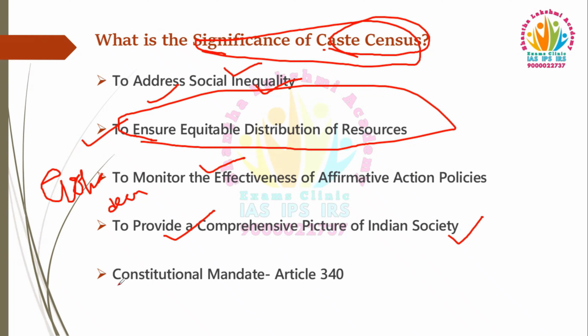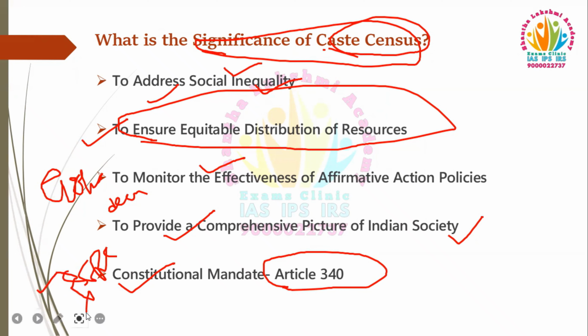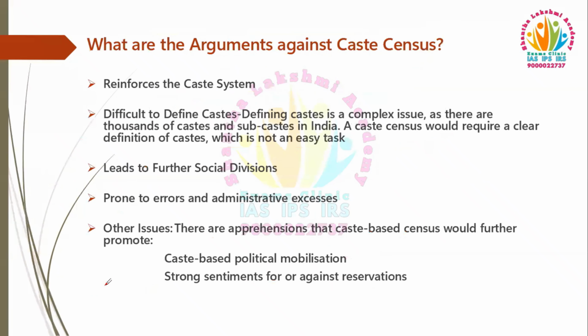It helps us in fulfilling the constitutional mandate under Article 340, which talks about the appointment of a commission to investigate the conditions of socially and educationally backward classes. But how can any commission be expected to investigate without any accurate data, right? So here is where the relevance of caste census data comes into the picture.